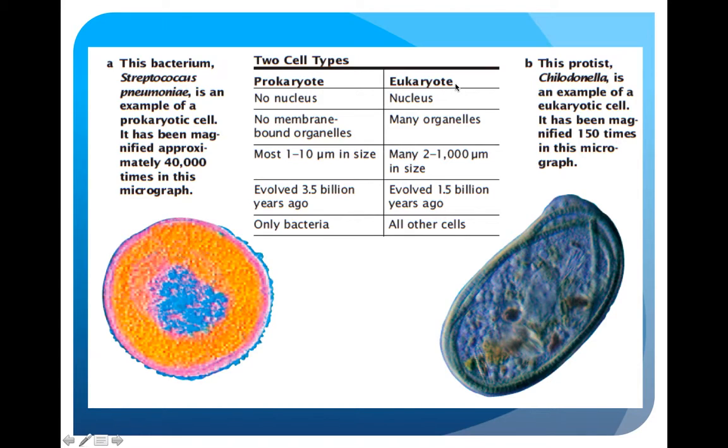Then you have eukaryotes or eukaryotic cells. They do have a nucleus. They do have organelles. They are larger. They're still small, but they're larger, 2 to 1,000 micrometers in size. Evolved 1.5 billion years ago, and this is everything other than bacteria.